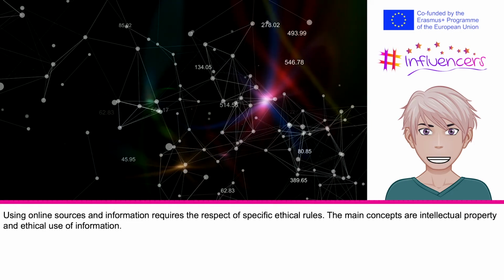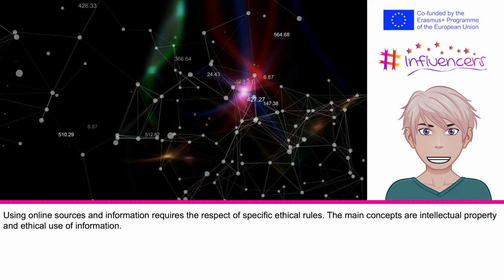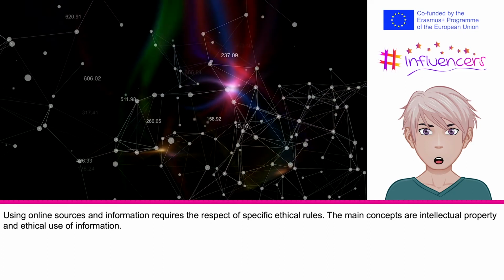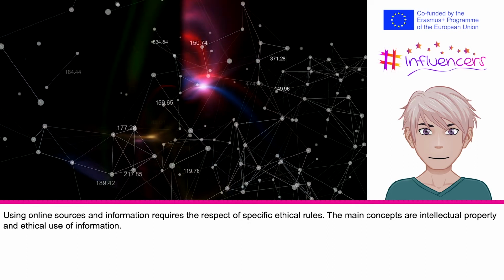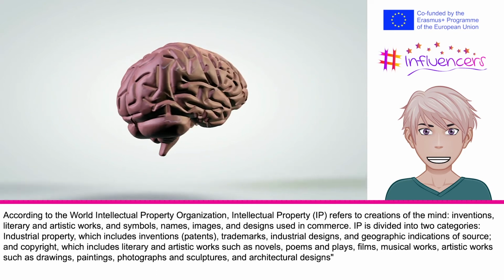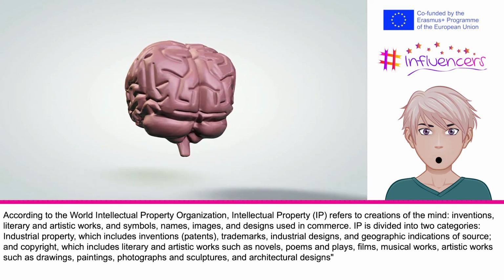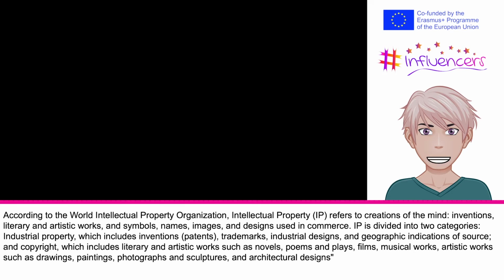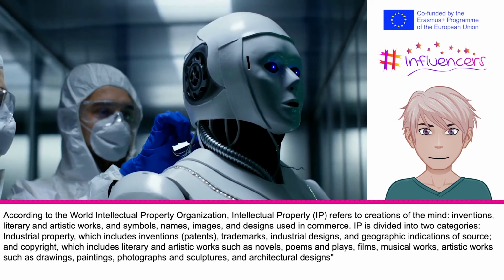Using online sources and information requires the respect of specific ethical rules. The main concepts are intellectual property and ethical use of information. According to the World Intellectual Property Organization, intellectual property, or IP, refers to creations of the mind, inventions, literary and artistic works, and symbols, names, images, and designs used in commerce.